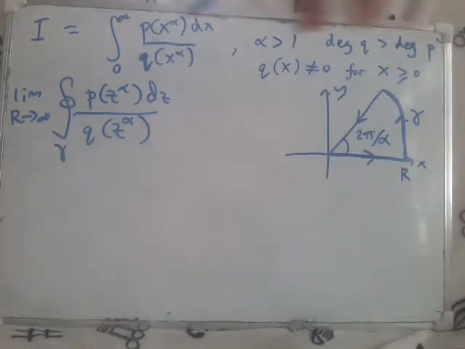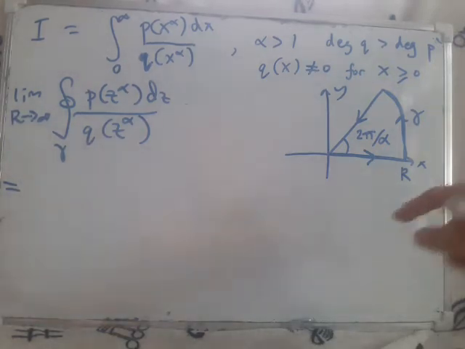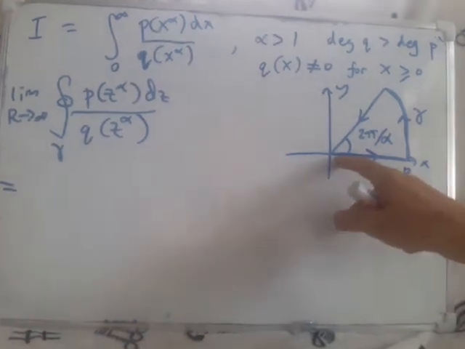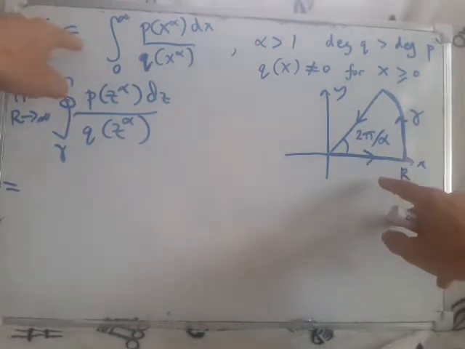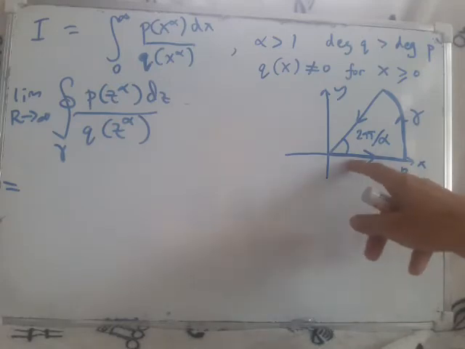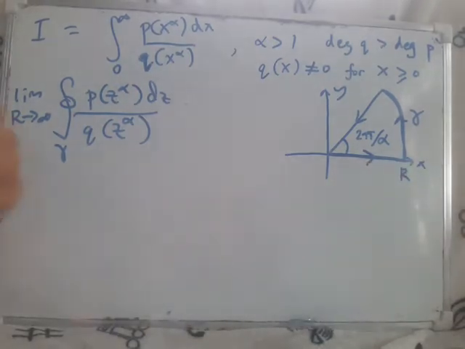So, looking at it piece by piece, the first bit from here to here, as r goes to infinity, is the integral we want. So just along here, dz is equal to dx. So we just get I.